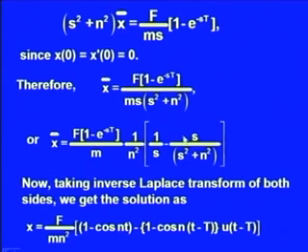So, 1 into this whole thing, when we take the inverse Laplace transform of that, we get 1 minus cos n t, and then minus, this minus is here, then e to the power minus s t multiplied by this. Then we take the inverse Laplace transform of e to the power minus s t into this expression, by second shifting theorem it will be equal to 1 minus cos n(t minus t) into u(t minus t).